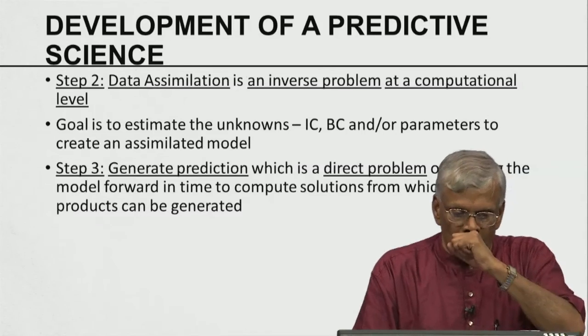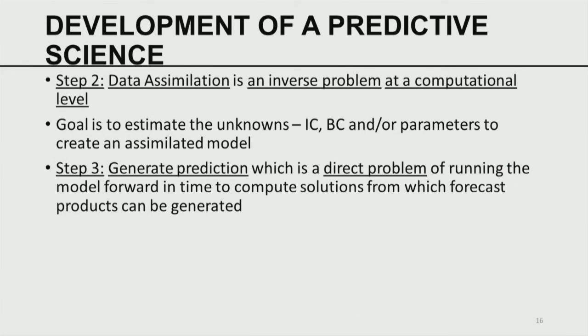Step 2, data assimilation, is an inverse problem. It's a computational problem. Data assimilation is largely an applied mathematical and computational discipline. The goal is to estimate the unknown initial condition, boundary condition and parameters, and to create an assimilated model. Step 3: once the assimilated model is created, we would like to run the model forward in time to generate a forecast. Developing a forecast is a direct problem because you simply need to run the model forward in time, which everybody knows.